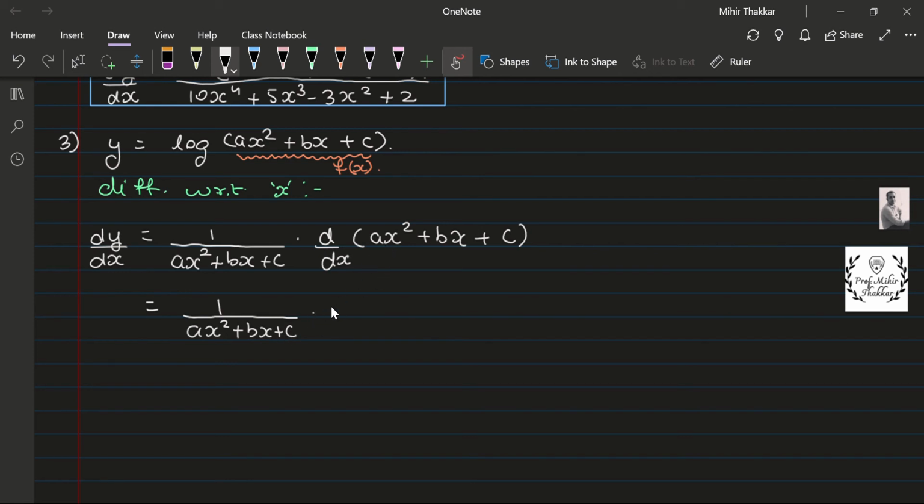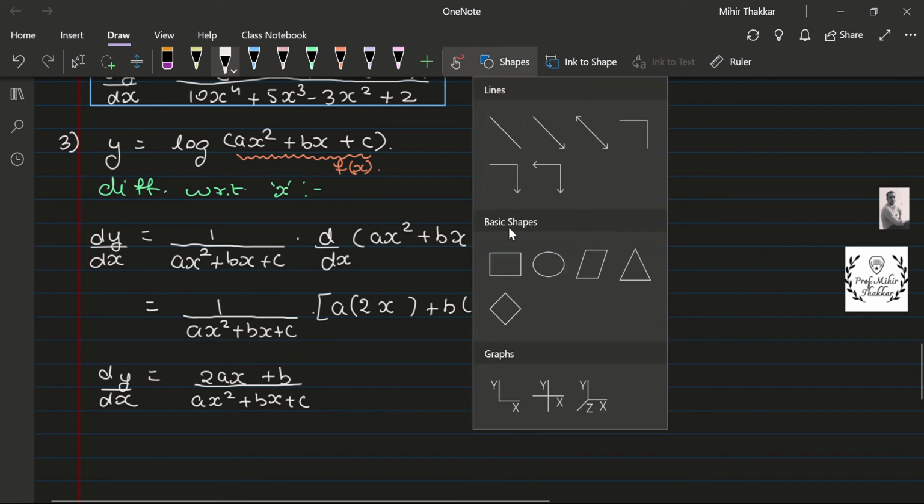Now what is the derivative of a into x square? A is the coefficient, so we cannot do anything with the coefficient. And the derivative of x square, with the help of the formula for x raised to n, which is n into x raised to n minus 1, will become 2 into x raised to 1, which is 2x, plus b into the derivative of x, which is 1, and the derivative of c is 0. So when I write the final answer, it is 2ax plus b divided by ax square plus bx plus c. Quite easily done, guys, right?